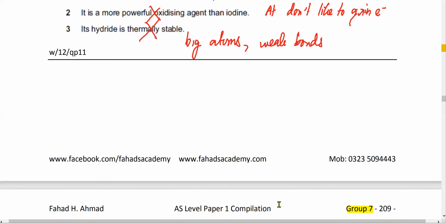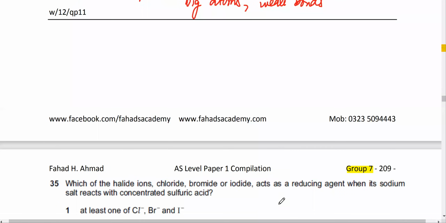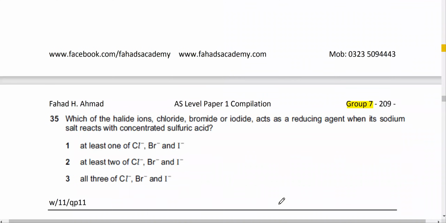Is this clear, Ethan? Rida, Heba, is this clear? Yeah.